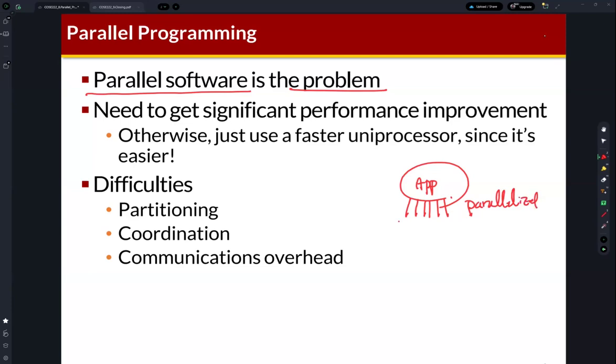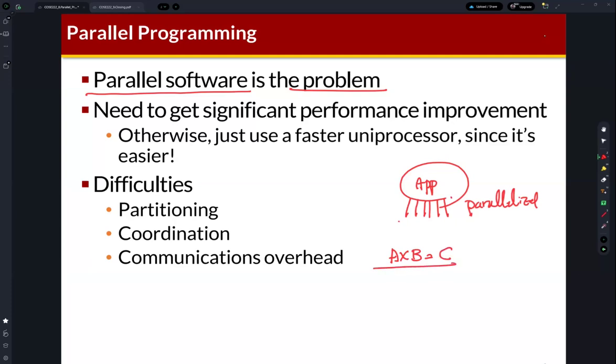Then it should be executed by the multiple cores. So parallel programming is not easy. Okay, so think about this. For example, the matrix multiplication, A multiplied by B equals C.